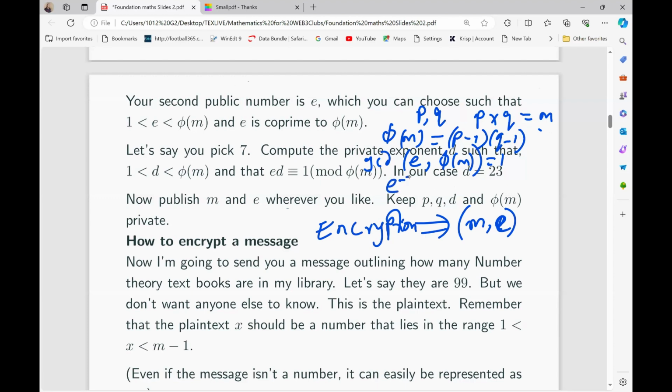And you've said that D will just be the inverse of E. The inverse of E mod M, not mod M, but mod phi of M. Mod phi of M, not mod M, but mod phi of M. And I said you can use either method that we learned.